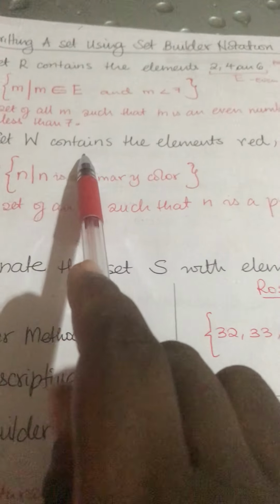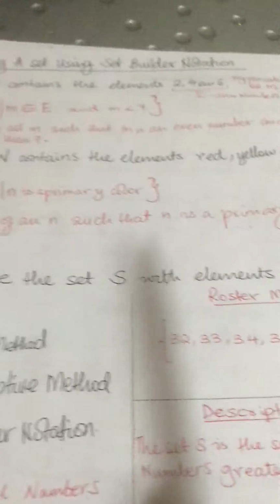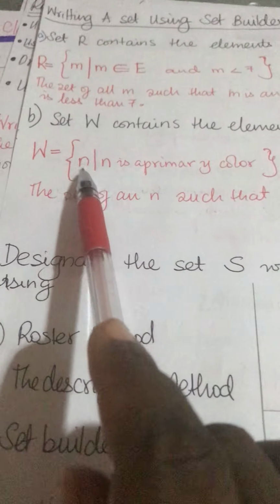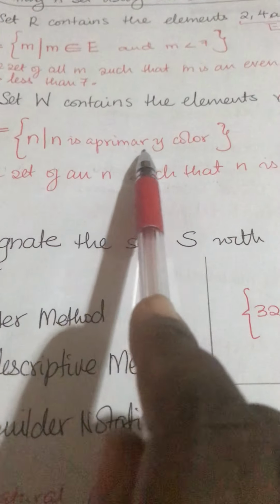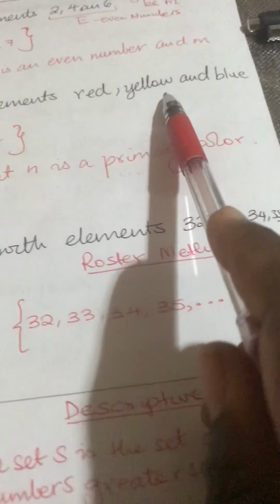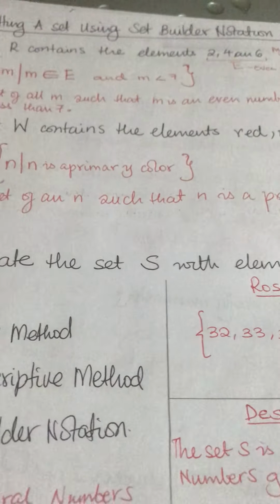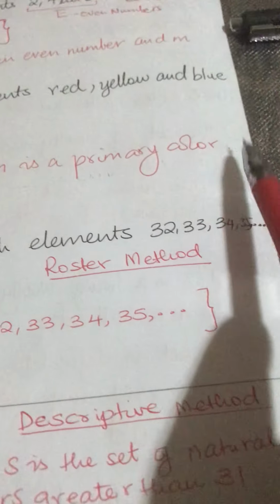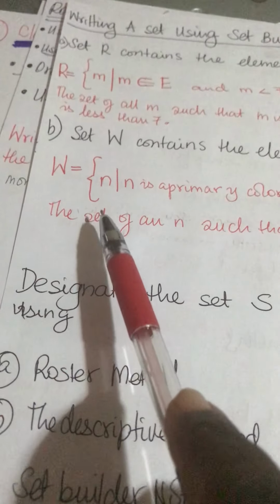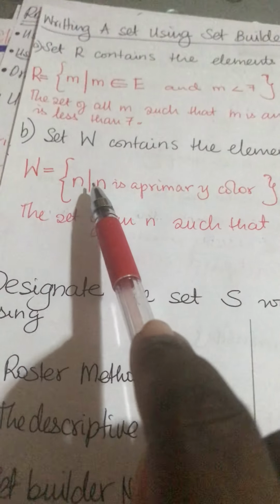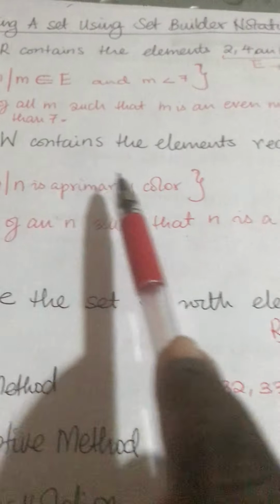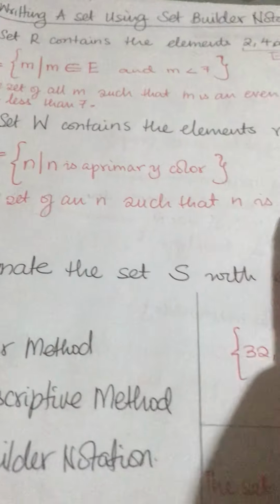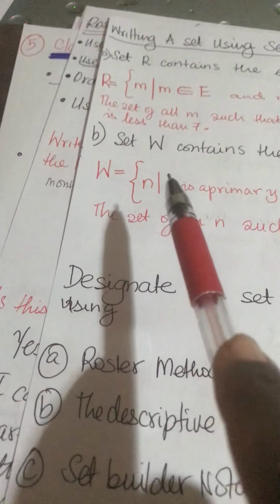Now let us do this. Set W contains the elements red, yellow, and blue. So I'm writing W. Okay, I'm going to use N to represent primary colors. Red, yellow, and blue are primary colors because you learned this in art. So the set of N such that N is a primary color. That's how you read this. The set of N such that N, this N is this one, is a primary color. When you're writing this in words, you must use these words here. You have to start with the set of, like that.